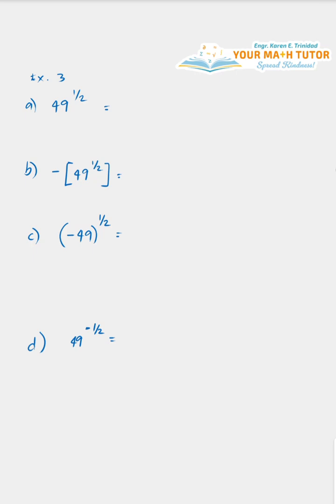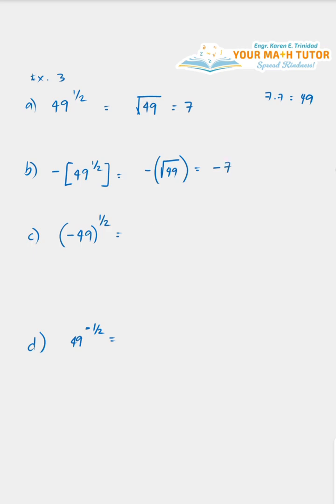Let's solve these problems. 49 raised to 1/2, that is equal to the square root of 49, and that's 7 times 7 equals 49. So the square root of 49 equals 7. Next is negative. Then you are going to get the square root of 49. So that is negative 7.